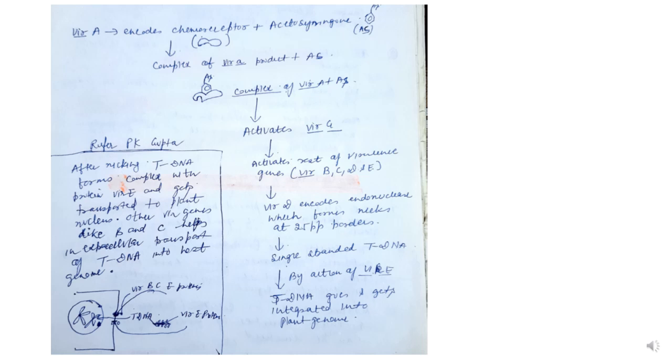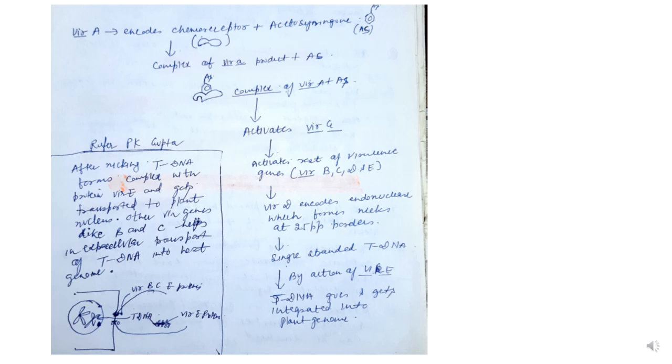So, in the flow chart, you can see that the Vir A gene of the virulence region encodes a chemoreceptor which combines with the acetosyringone released from the wounded host cells. So this complex of Vir A chemoreceptor and acetosyringone activates Vir G gene. Vir G gene activates the rest of the virulence genes, which are B, C, D, E.